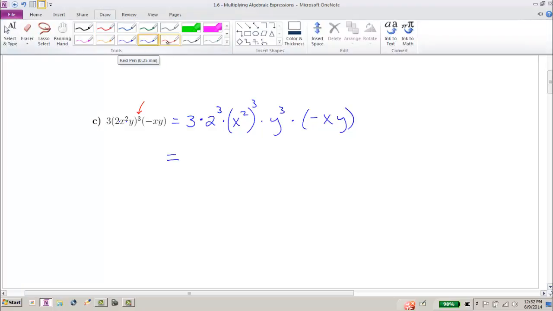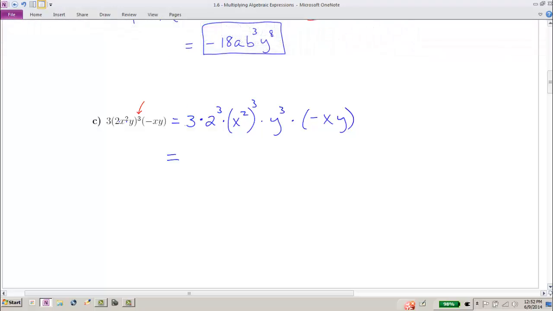Now we can begin to sort of rearrange these factors and rewrite them. In the first two here, my coefficients, 3 times 2 cubed. 2 cubed is 8, and 8 times 3 is 24. Next, we have x squared all cubed, and so we're going to multiply those exponents, raising a power to a power. You multiply the exponents, you have x to the sixth, and I'm going to bring over this factor of a negative x, and then group my factors of y together. Y cubed times y.